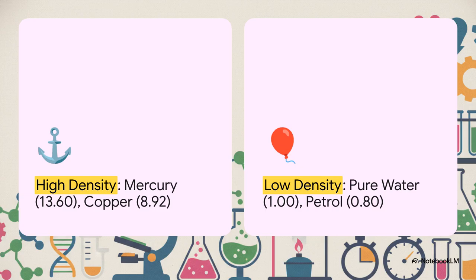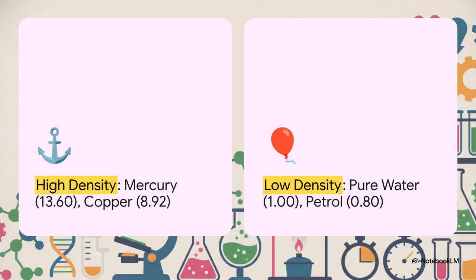Here's the golden rule. Anything with a higher number is going to sink in water, and anything with a lower number is going to float. Look at mercury. It's an incredibly dense liquid at 13.60, and copper is a super dense solid at 8.92. If you drop copper in water, it plummets straight to the bottom, no hesitation.